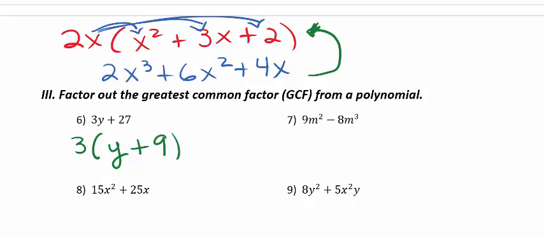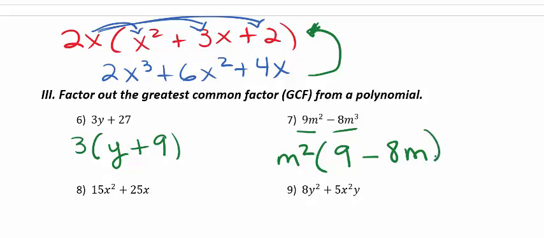So between these two terms, there's no number I can pull out of 9 and 8. They don't have any common factor other than 1. But between m squared and m cubed, I can pull out an m squared. And so that would be the greatest common factor. So let's see what would be inside the parentheses. M squared times 9 is going to be 9m squared. And then we have a minus. And then 8, and we need another m here because m squared times m gives me m to the 3rd.